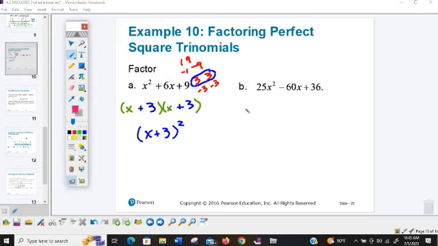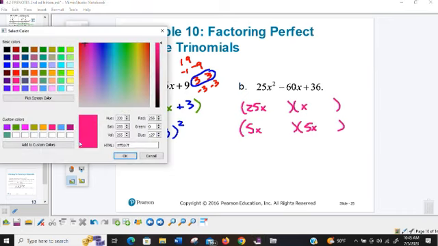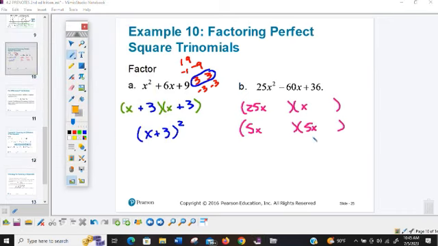So over here, to get a 25x squared, I can do 25x times x, or I can do 5x times 5x. That's the only way to get a 25. Now, you guys, most of the time, it ends up being the smaller numbers. It is rarely the larger numbers, so I'm going to try the smaller ones first.